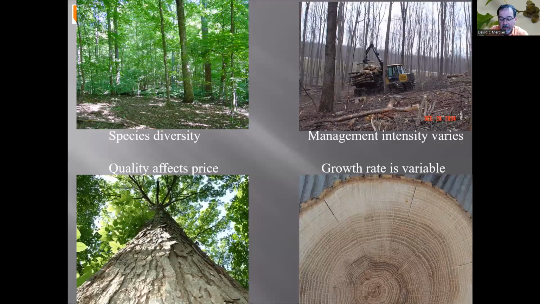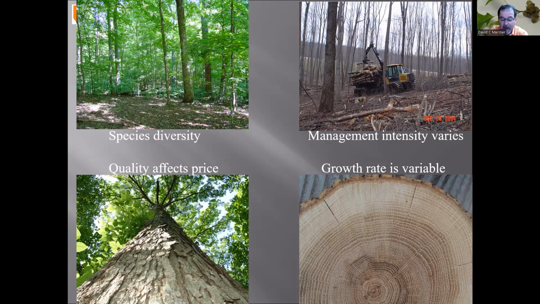In summary, crop budgets for hardwood timber are very difficult to write and prepare. Hardwood forests are very rich in species diversity. So how do you develop a budget when you've got 30 different species out there? And timber production varies with the intensity of the forest management. How is the forest going to be managed?